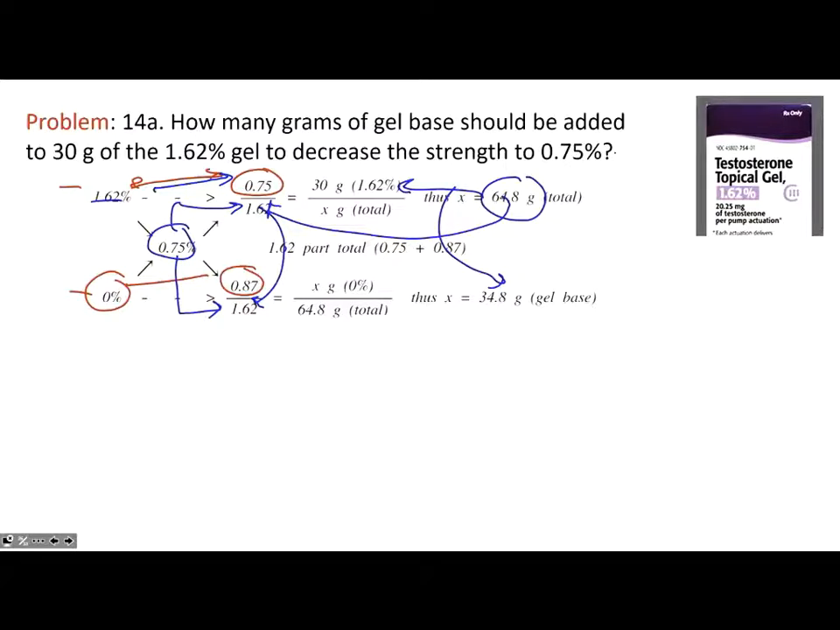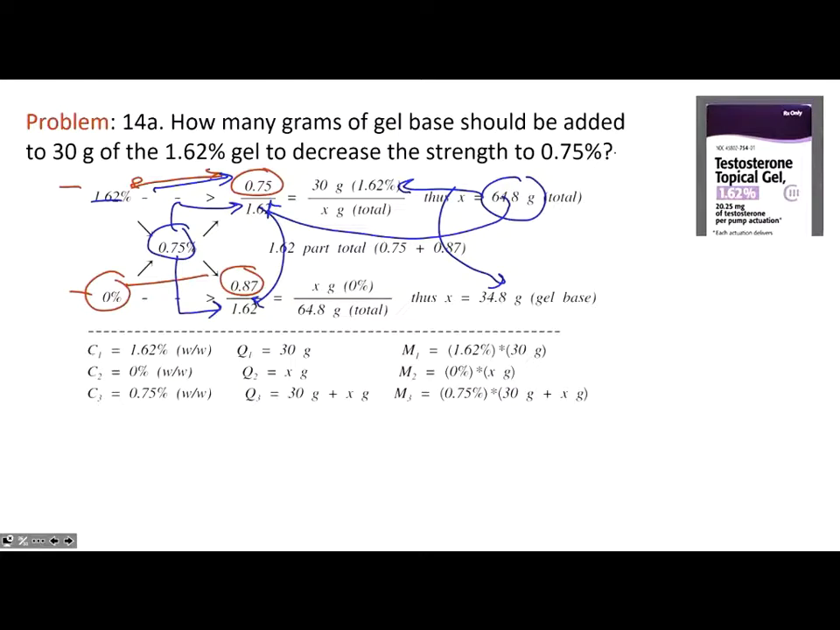Okay? Let's do it the other way. So if you wanted to do concentrations times quantities, would you agree? What did we start with? We started with 30 grams of an ointment that had that concentration. So that's what I'm starting with. What am I adding to it? I'm adding to it pure gel base. What is the concentration of pure gel base? It has 0% testosterone. There's no drug in there.